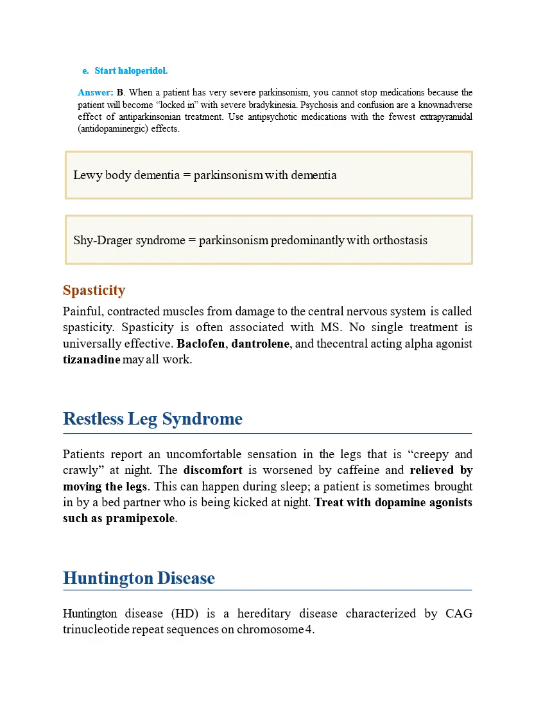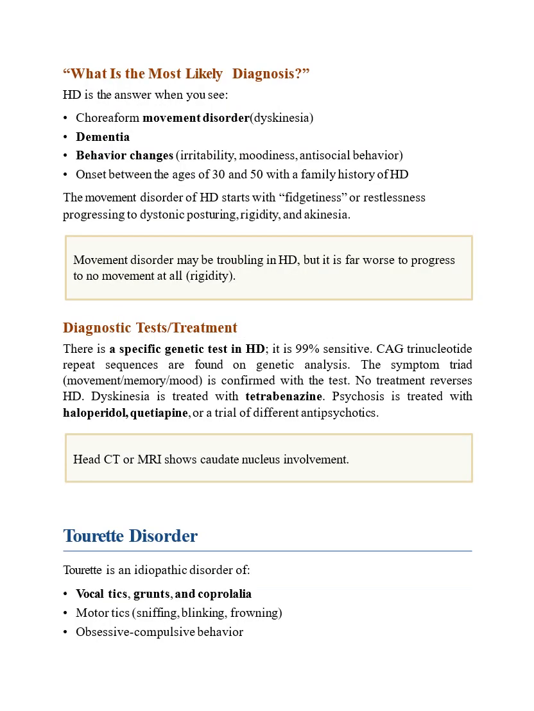Next topic is Huntington disease. Huntington disease, or HD, is a hereditary disease characterized by CAG trinucleotide repeat sequences of chromosome 4. Let's go to the next slide. Slide 29.